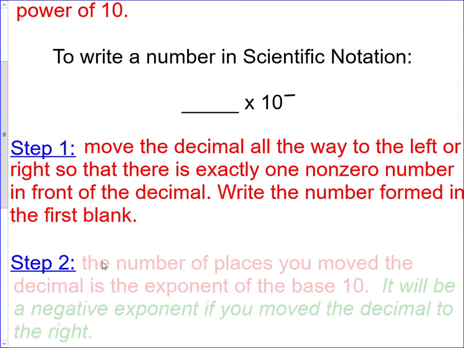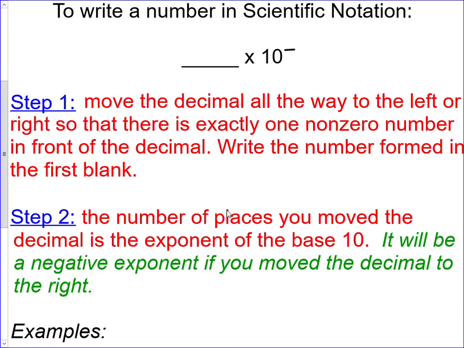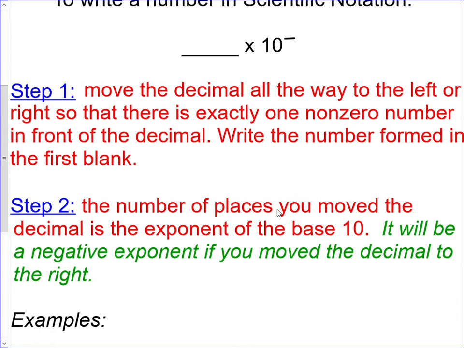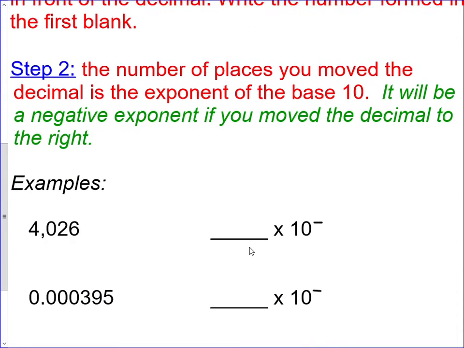The second step is to know that the number of places you move the decimal is the exponent of the base of 10. So however many times we move the decimal, that's going to be our exponent. It'll be positive unless you moved it to the right. It will be a negative exponent if you move the decimal to the right. So let's take a look at what this looks like.